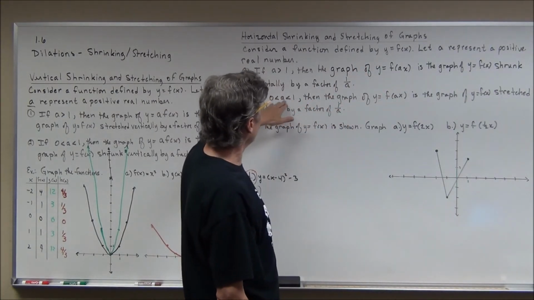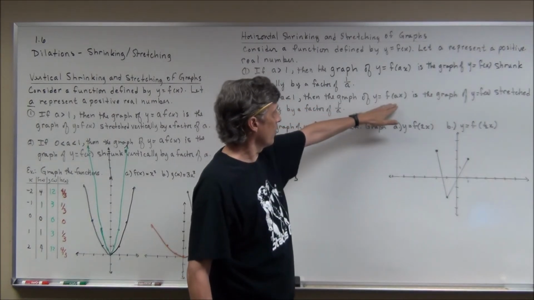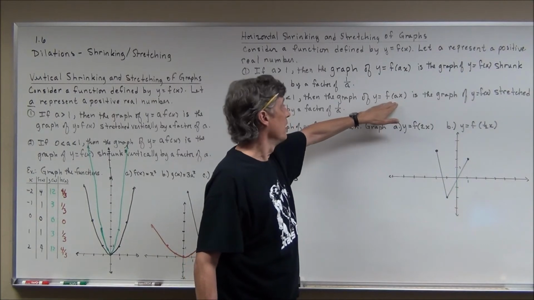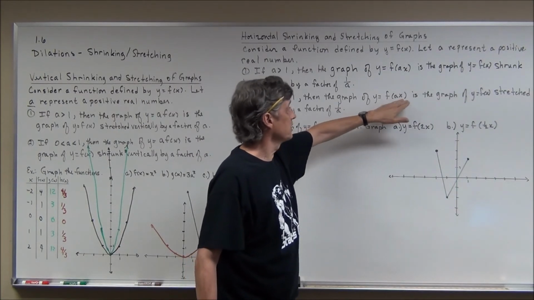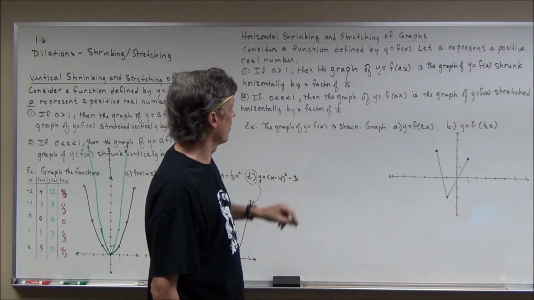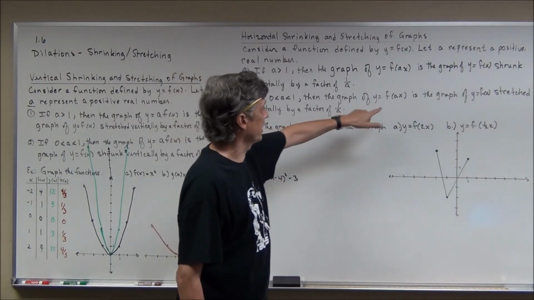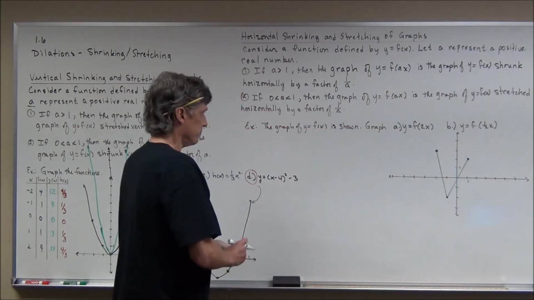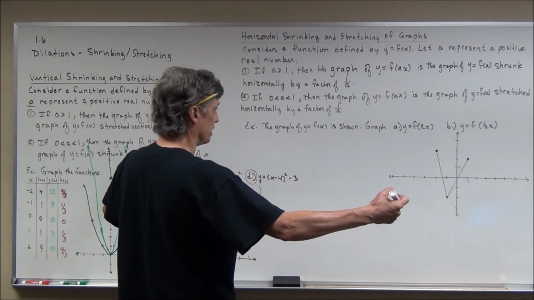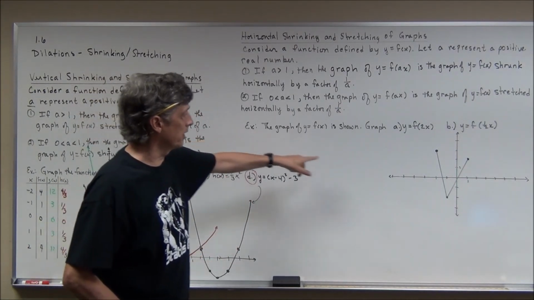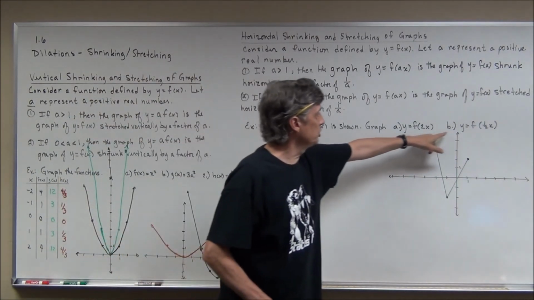If a is between 0 and 1, then the graph of y equals f of ax is the graph of y equals f of x stretched horizontally by a factor of 1 over a. So if this is like a half or a third, that's where you get the stretching horizontally, stretching out. Now it says the graph of f of x is shown. That's this one here. I'm going to graph these two.